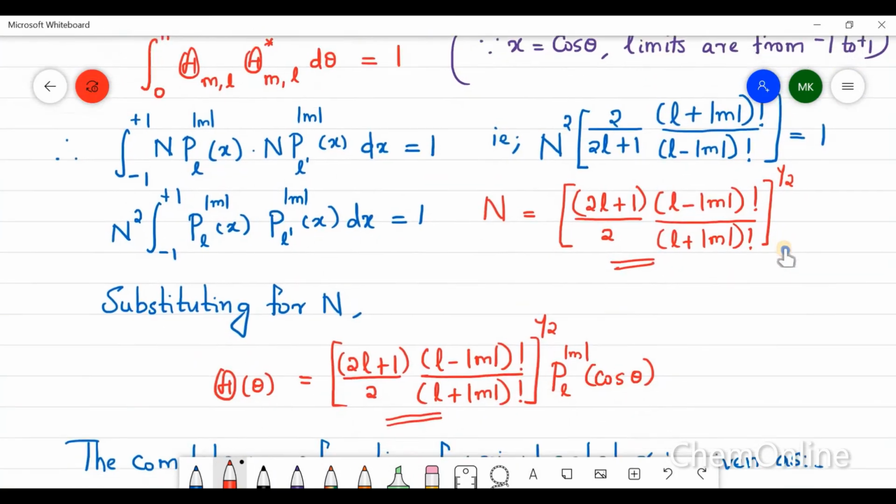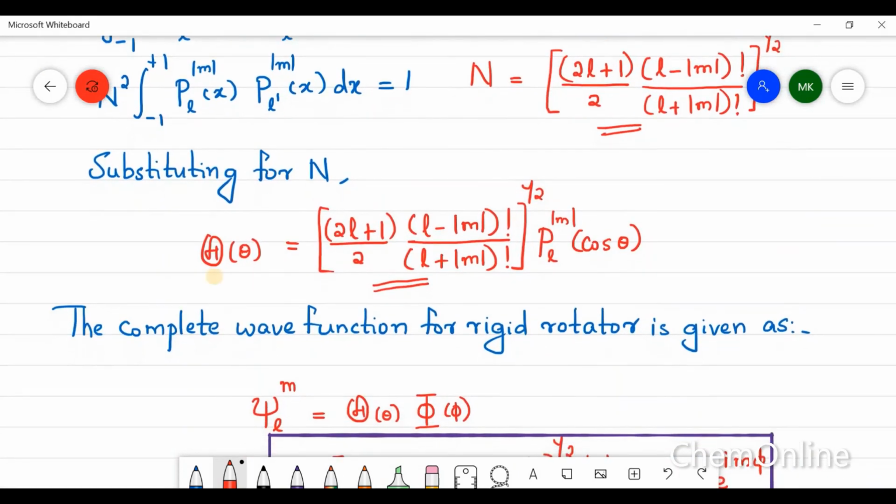Now if we substitute the value of N in the theta equation, we get theta equals [(2L plus 1) by 2 into (L minus m) the whole factorial by (L plus m) the whole factorial] the whole raised to 1 by 2 into PLM of x, where x equals cos theta. So this is the solution for the theta function.